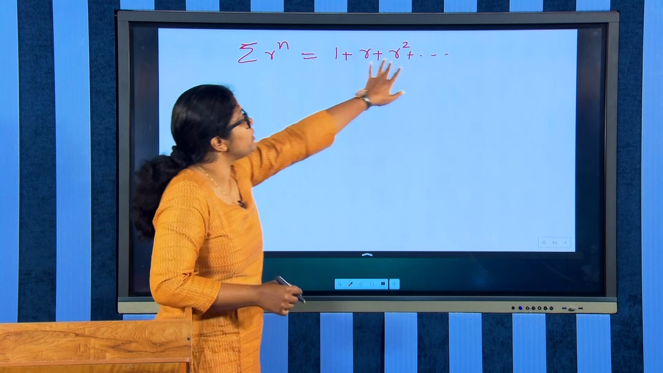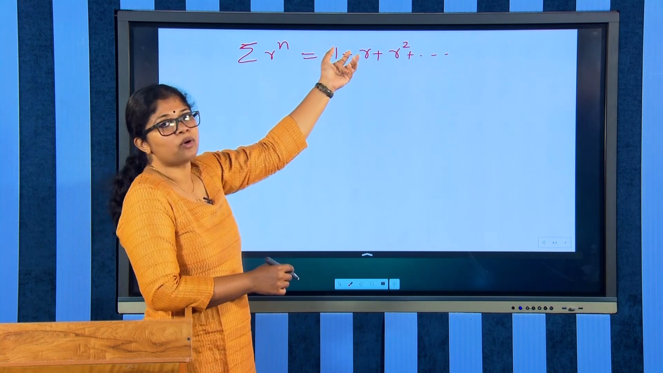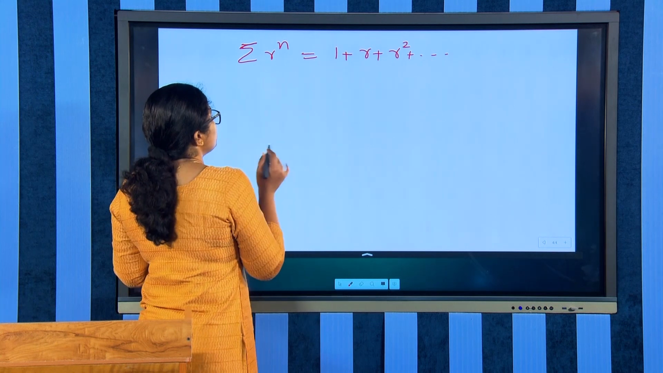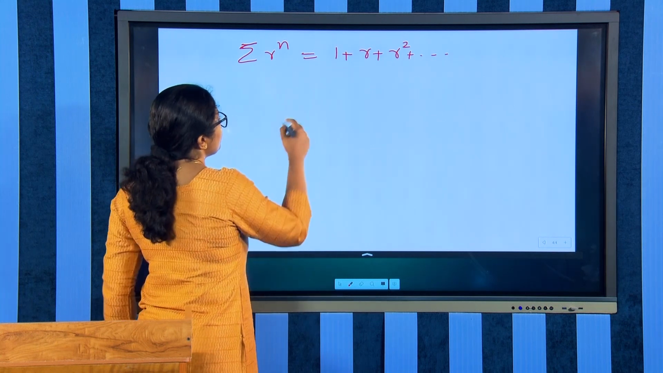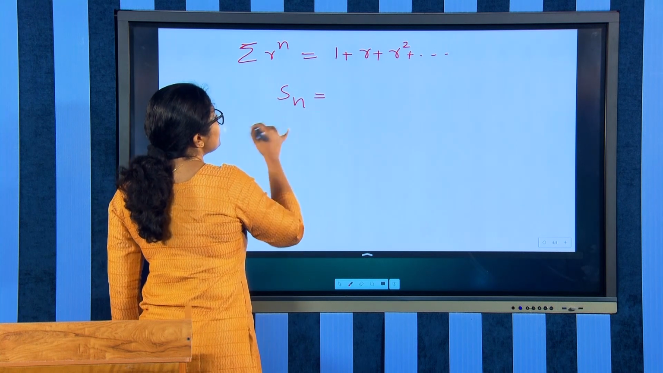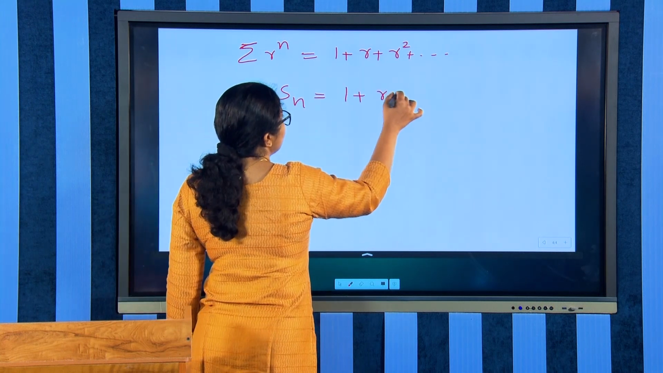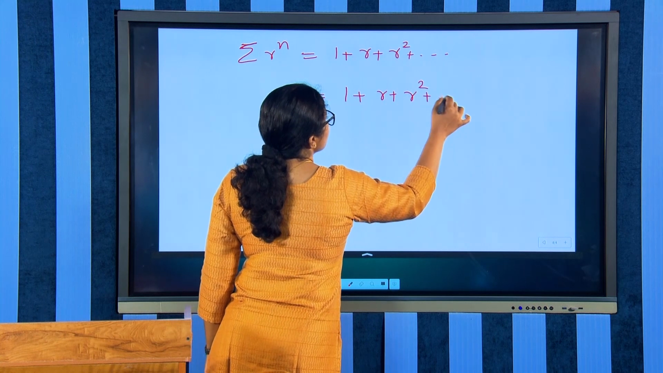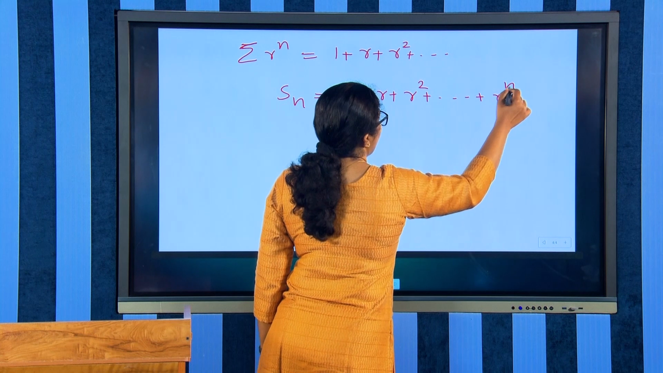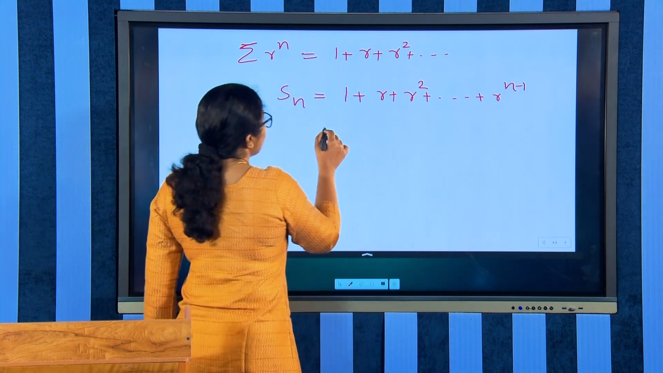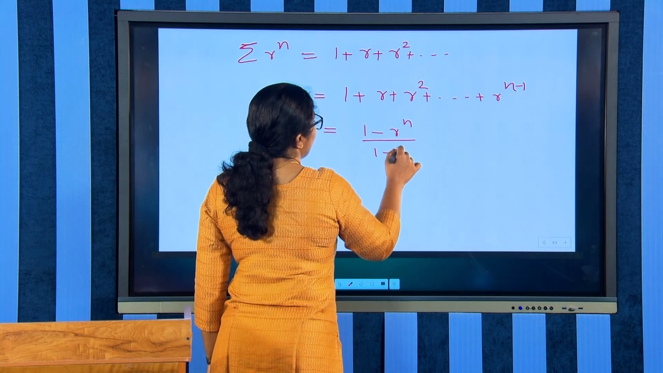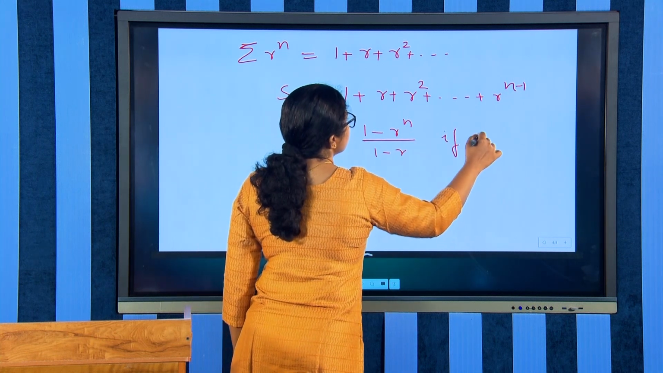So this is an infinite series, so addition of one term or deletion of one term won't affect the convergence or divergence of the series. So if you take the partial sum Sn, that is the sum to n terms, this becomes 1 plus r square plus etc. up to r power n minus 1, and that is equal to, as we have seen, (1 minus r^n) by (1 minus r) if r is less than 1.